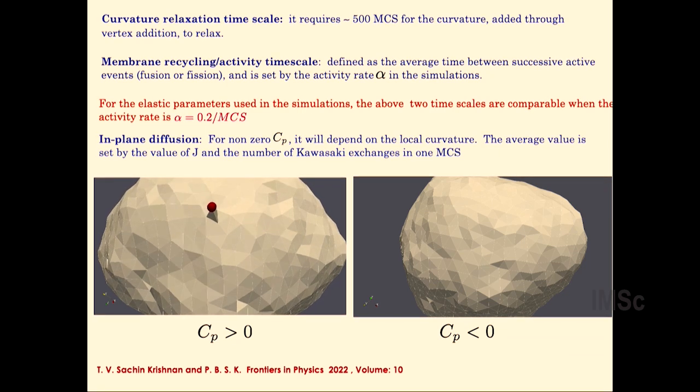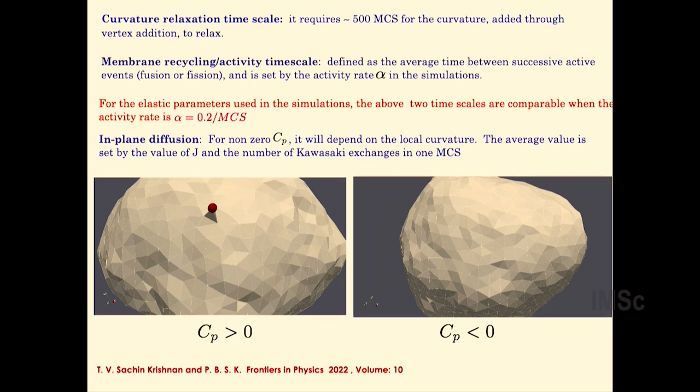So there is a relaxation time for that, and so there are many time scales here. One is the relaxation time of that curvature, and another is the diffusion time scale for this vertex to move. Okay, and then there is an activity time scale, the time scale at which you add and remove, right?